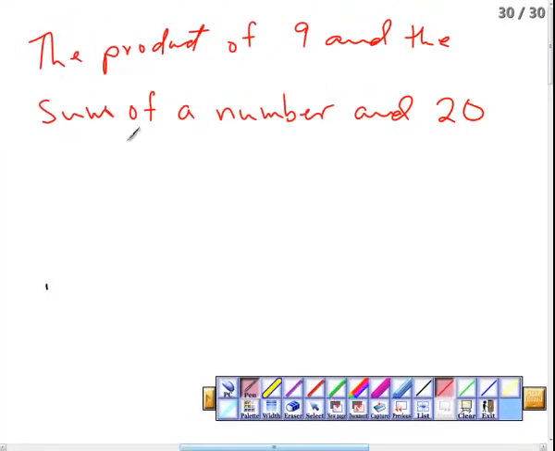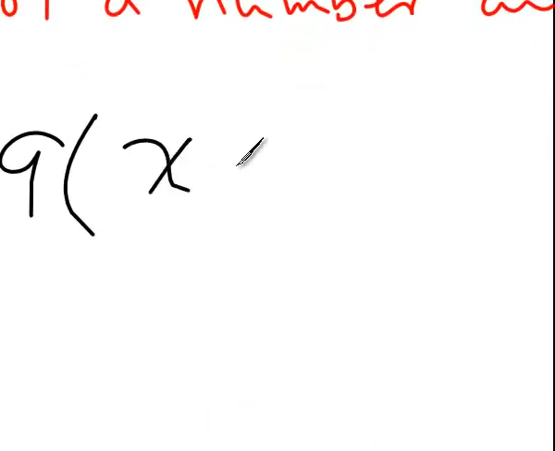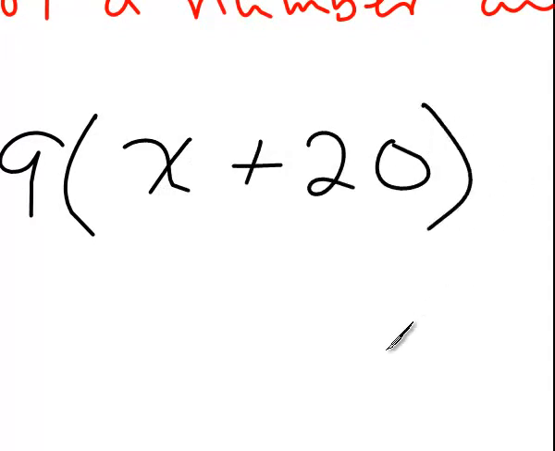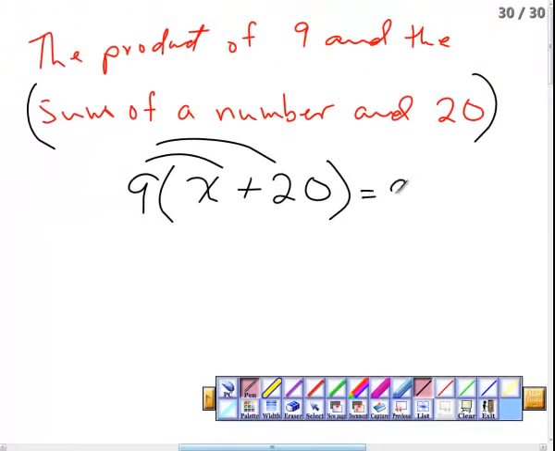9 and the sum. So you got to use parentheses here. Sum of a number and 20. So that's 9 parentheses, sum of a number and 20, whether it's x or n. If they tell you x, then you got to use x. But now what? Distribute, right. You want to simplify it. Oh, that's not your answer then? No. 9x plus what? 180. Good. That's your answer right there.